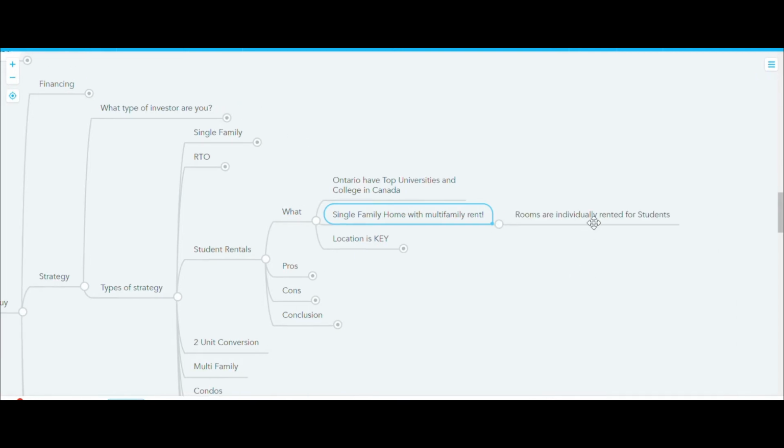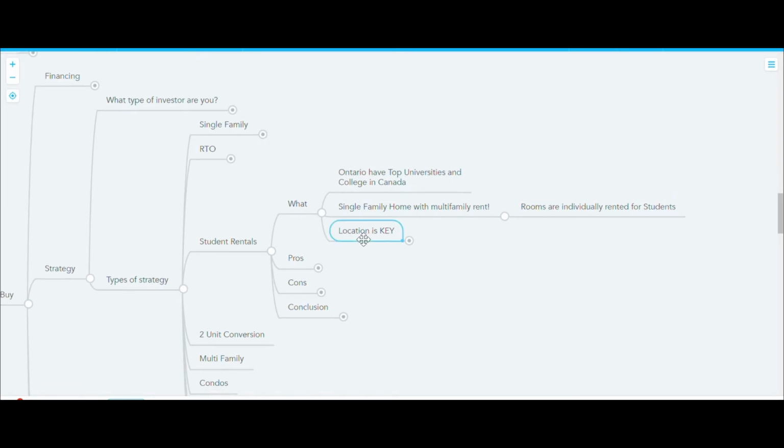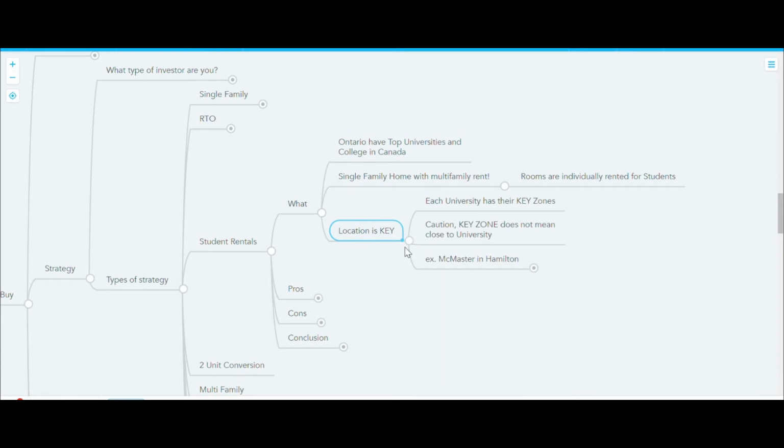So rooms are individually rented out to students. Also, location is key, right? Each university has its key zones. This is very important to know, because just because you're close to a university doesn't mean that's where the students want to stay. So you have to understand where the key zones are. Caution: key zone does not mean close to the university. I'll give you an example.